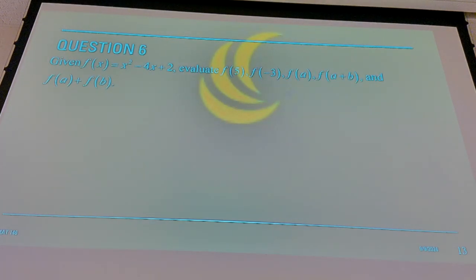Evaluating functions. Really simple. So here we have a function defined as f of x equals x squared minus 4x plus 2. We're being asked to evaluate several values. Start with f of 5. A very important distinction, that is not f times 5. That is f of 5.